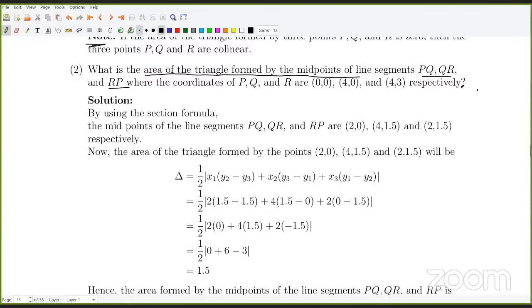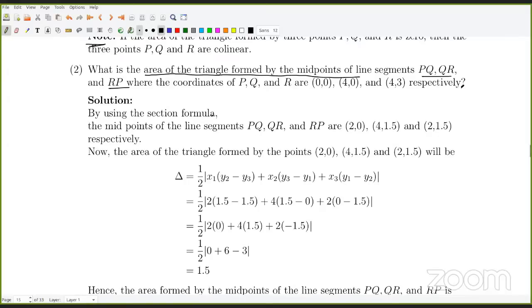Okay. So you can use anyway. I use section formula to find the midpoint first. So we need to find the midpoints first, right? After finding the midpoints, those will be the 3 points for which I need to calculate the area. For finding the midpoints, you can use section formula, or you just add and divide by 2.